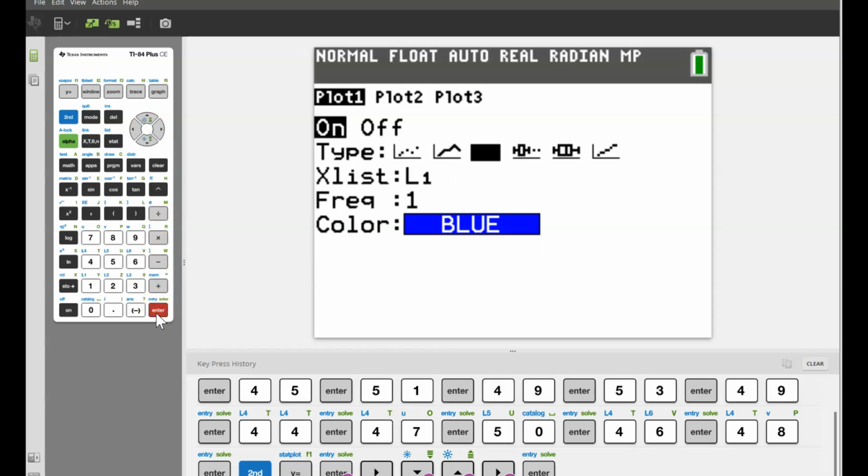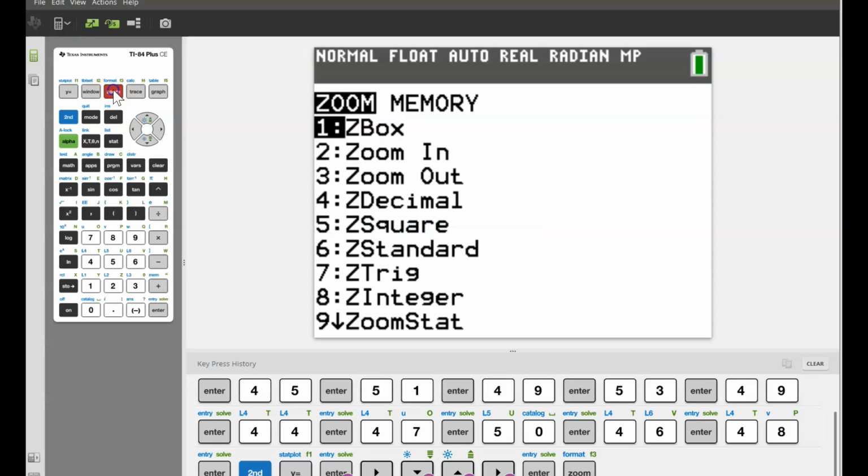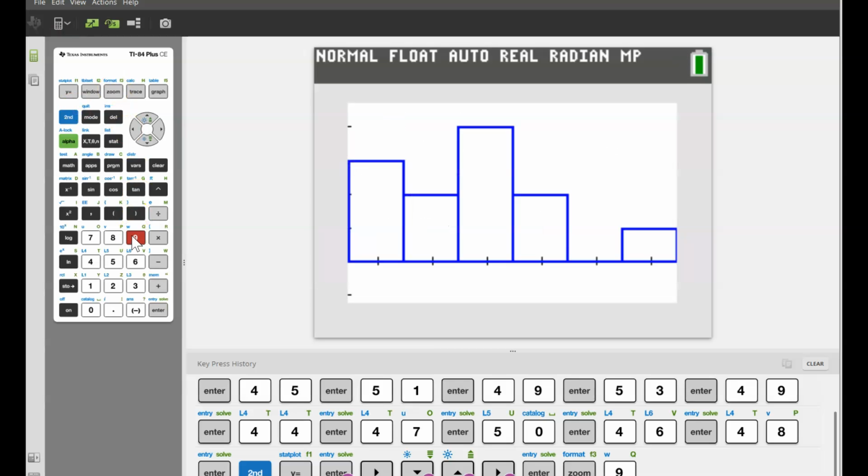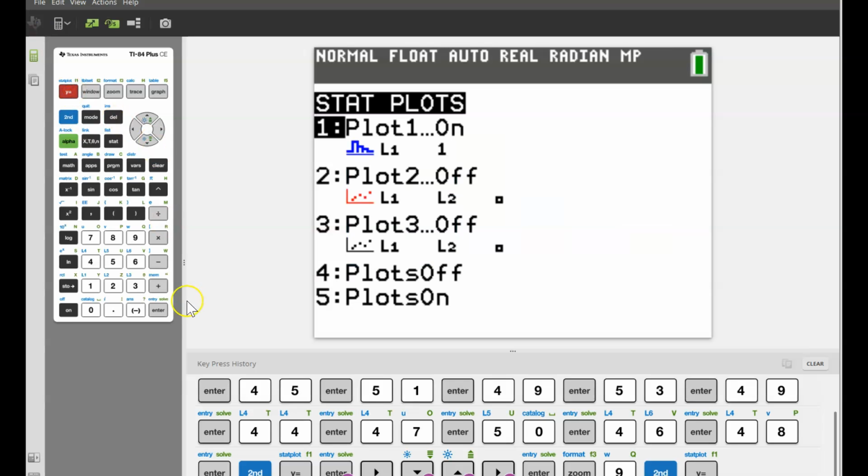So if I select a histogram, remember your shortcut to getting the graph, we hit zoom 9. Okay, so there's my histogram. Looks like there might be a gap. Looks like it might be slightly skewed to the right. And again, this is why I like the box plot. It's going to be much easier for us to tell shape.